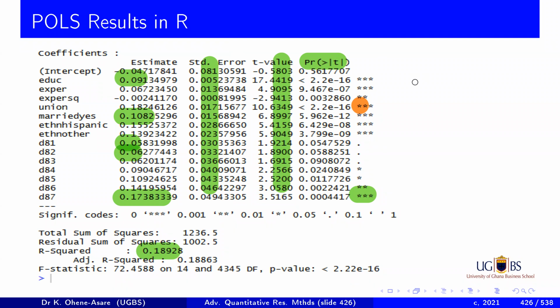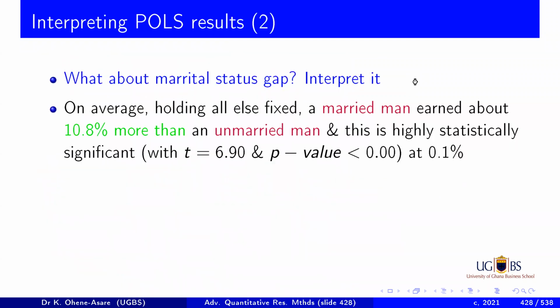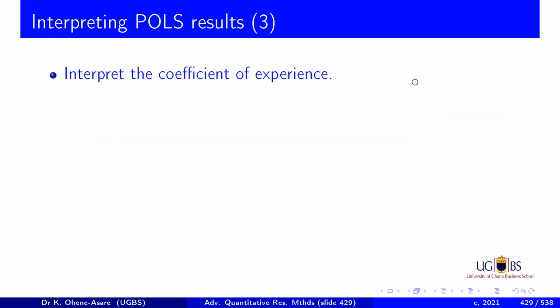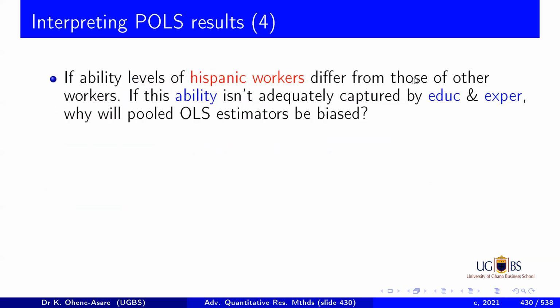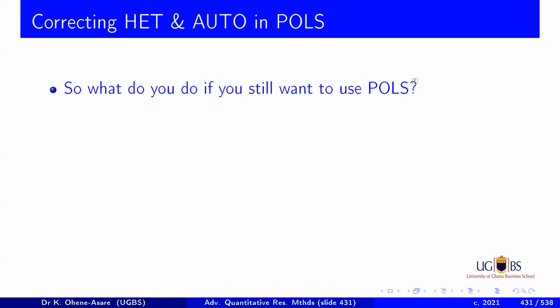Okay, so let's go to the reason why this is happening, the reason why using the pooled OLS is not the best. What do you do? That's the next part.